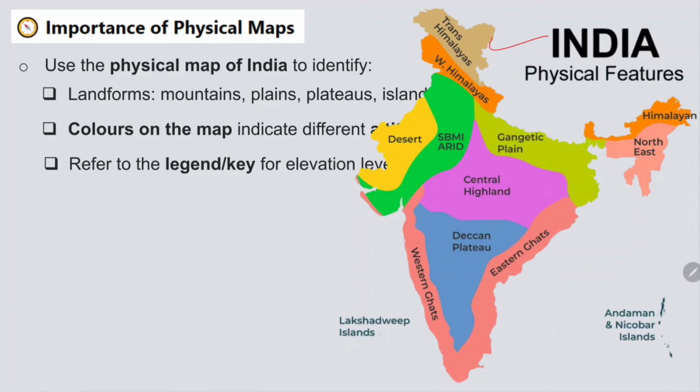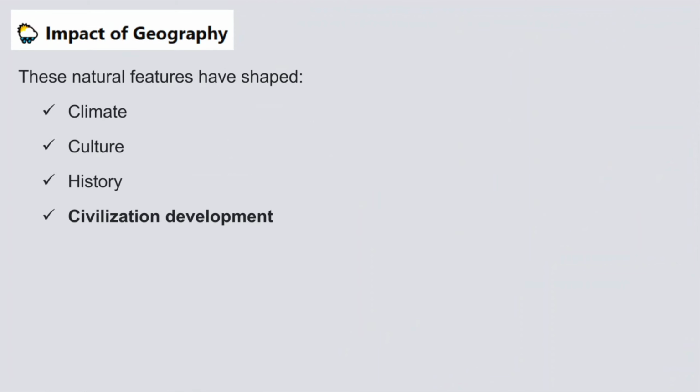This is the physical map here, and study this political map also. In the political map you will find the states, which is given at the end of your book, in the last page of your book. So here see these landforms: we have mountains, plains, plateaus, islands. And you can see this map is very colorful, isn't it? And the colors indicate different altitudes. So you have to refer to the legend or key, whatever is given according to the map. It changes according to the map, so you can refer there and study.